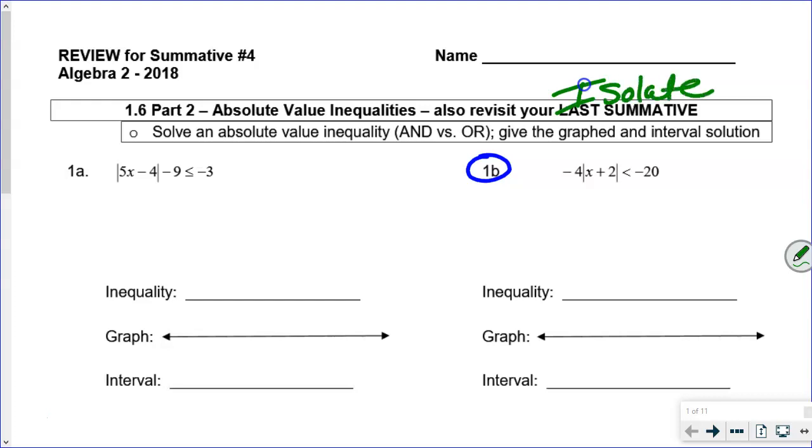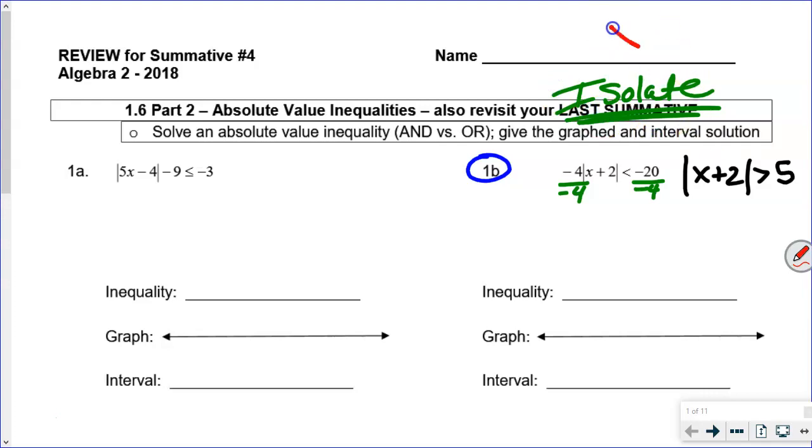Okay, she's warning me about isolation. You have to isolate the absolute value bars before you determine and or orness. So you're going to tell me to divide by a negative 4, and then rules of inequality still apply. This becomes the absolute value of x plus 2. Because she divided by a negative, the sign has to reverse around. So now it says greater than 5. So this is why she's telling me it's an or.